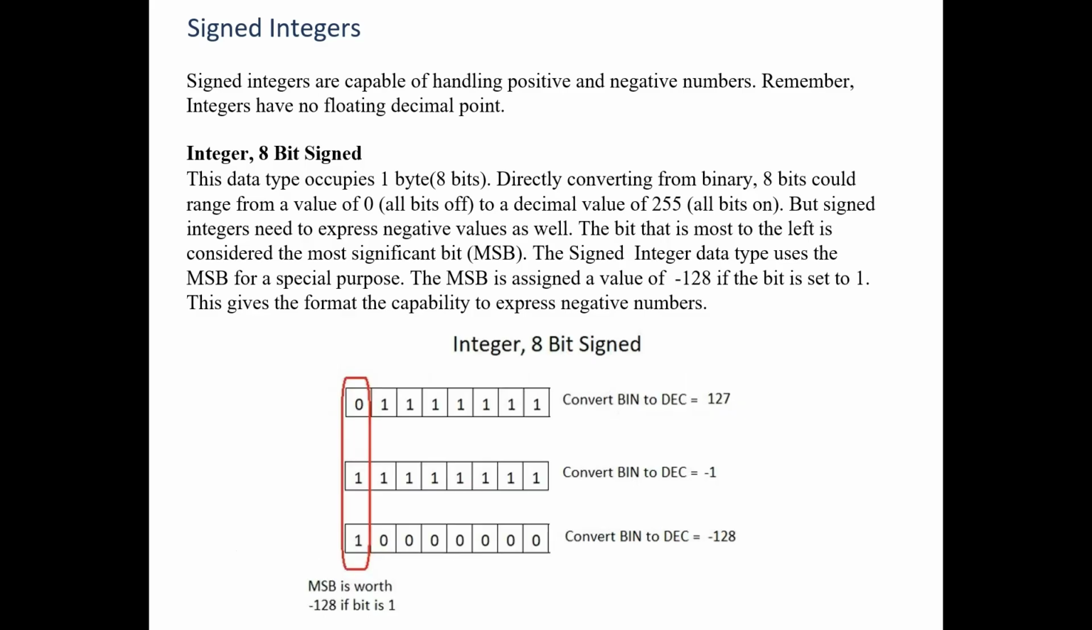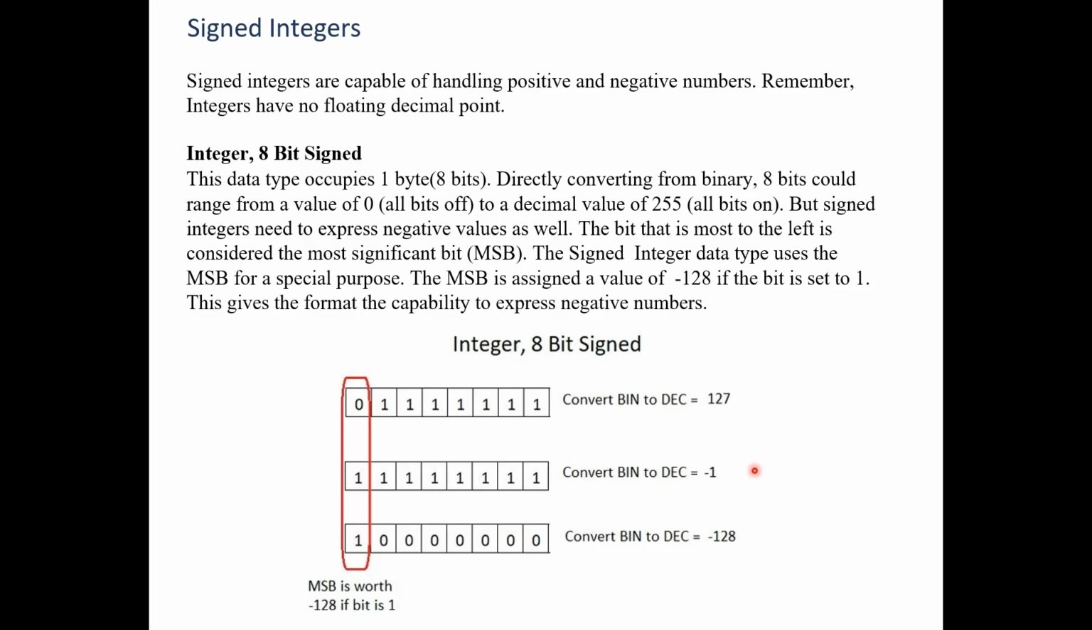Consider the diagram labeled integer 8-bit signed. The byte at the top of the diagram has ones in all the 7 bits to the right. This converts to a decimal value of 127. So we know the 8-bit signed integer can represent a number as high as 127.